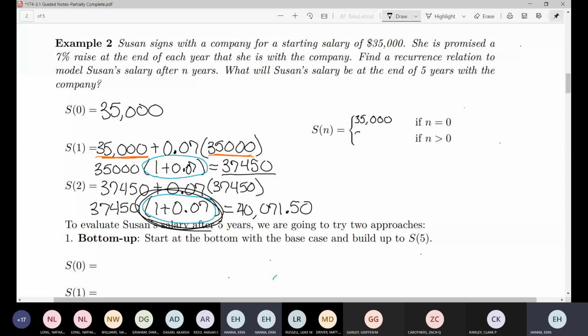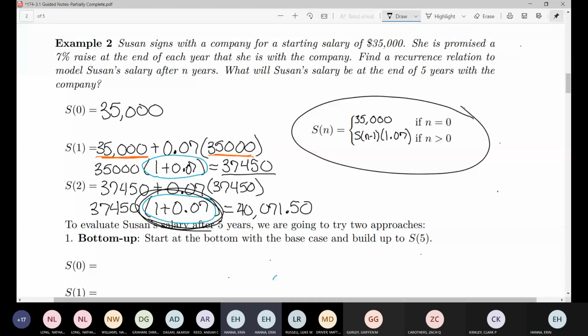So essentially, and I should have made more space for this, you take the salary of the year before and multiply it by 1.07. That's the pattern that we started seeing showing up. The 1.07 was going to be the same throughout. The only thing that was going to change was the salary beforehand. So this is now a way that I can define this recursively. I have my base case of my 35,000, and I know that each extra year is going to be multiplied by 1.07 to get my new salary.